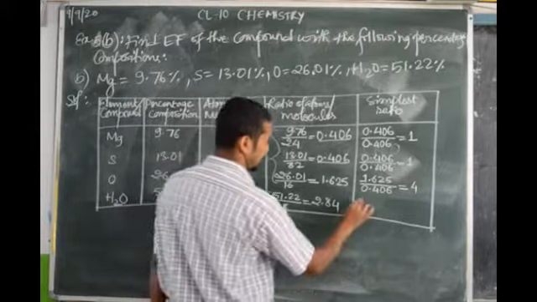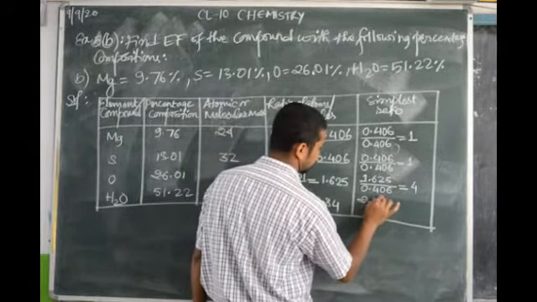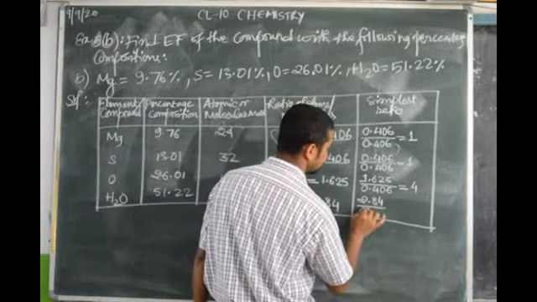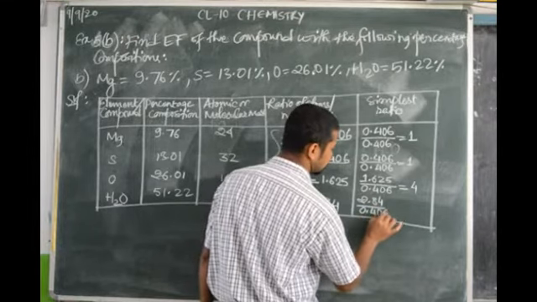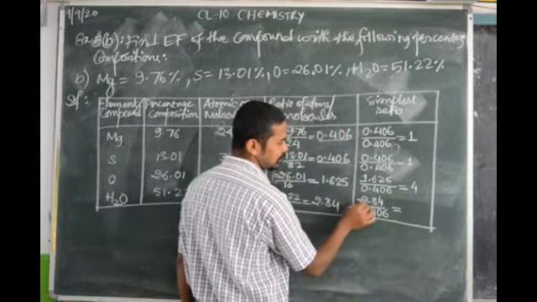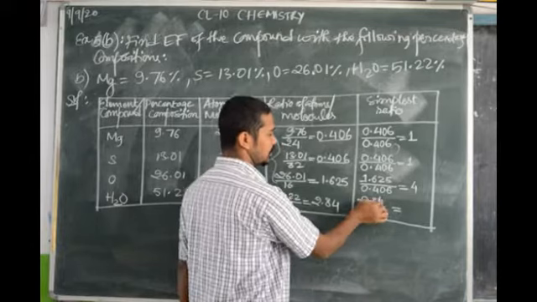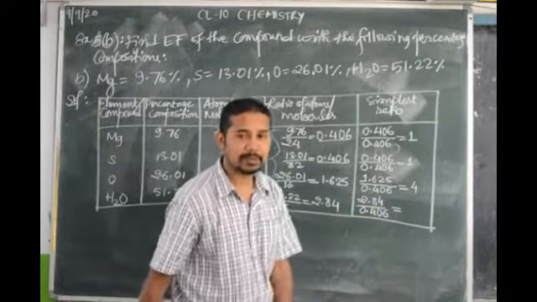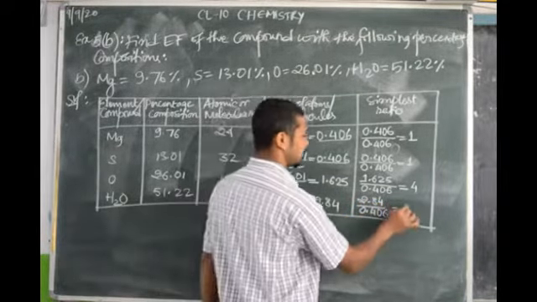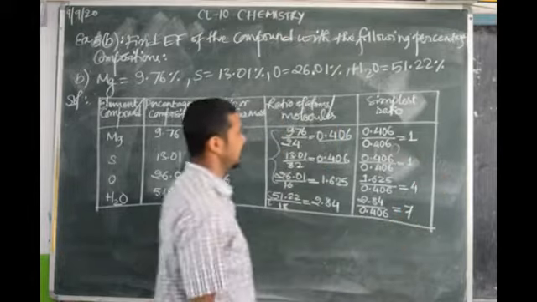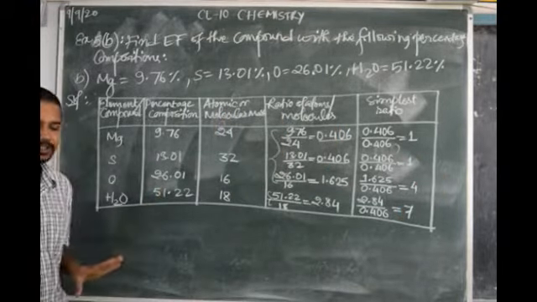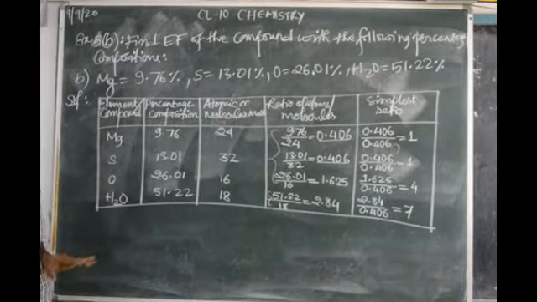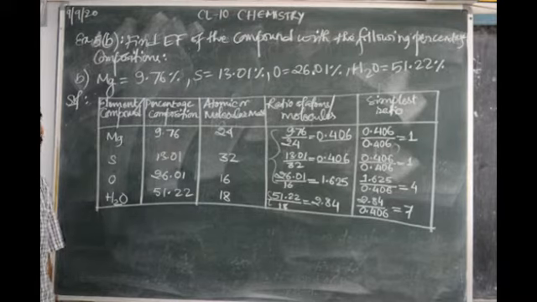Okay, then 2.84 divided by 0.406. So this is 28. If you ignore the decimal, this is 28 and this is 4. So 4 how many makes 28? 7. So 7. Now we got the simplest ratio, and that is 1 1 4 7.